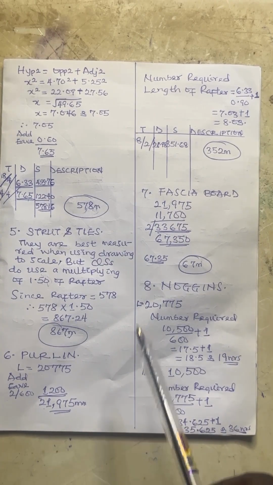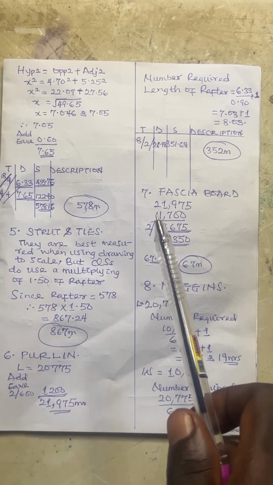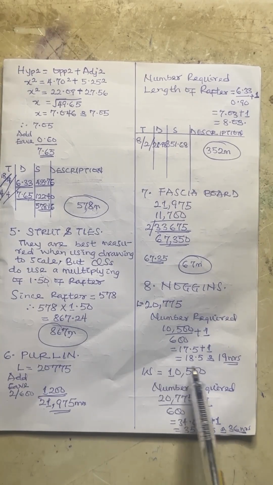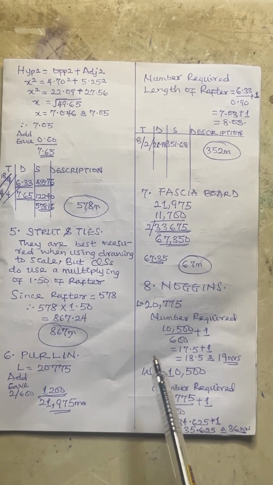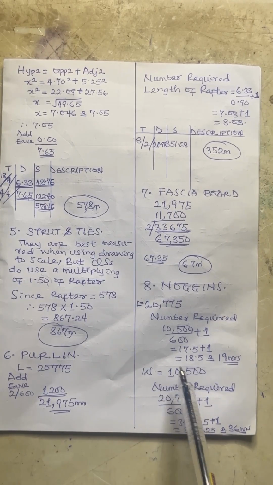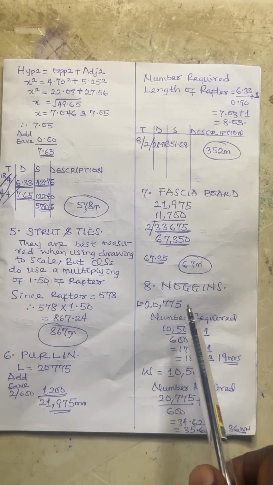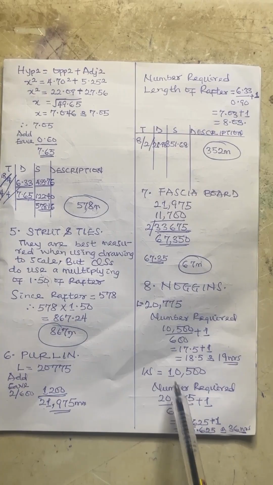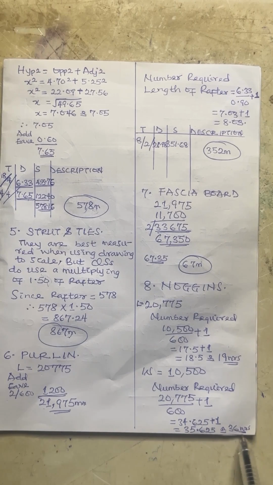Since I've shown the typical example of how noggins will run, we need to calculate for our width too, which is 10,500. To get the number required that is going to run along this width, we are going to use length to determine that. So 20,775 divided by 600 plus 1, we have our final answer to be 36 number required.